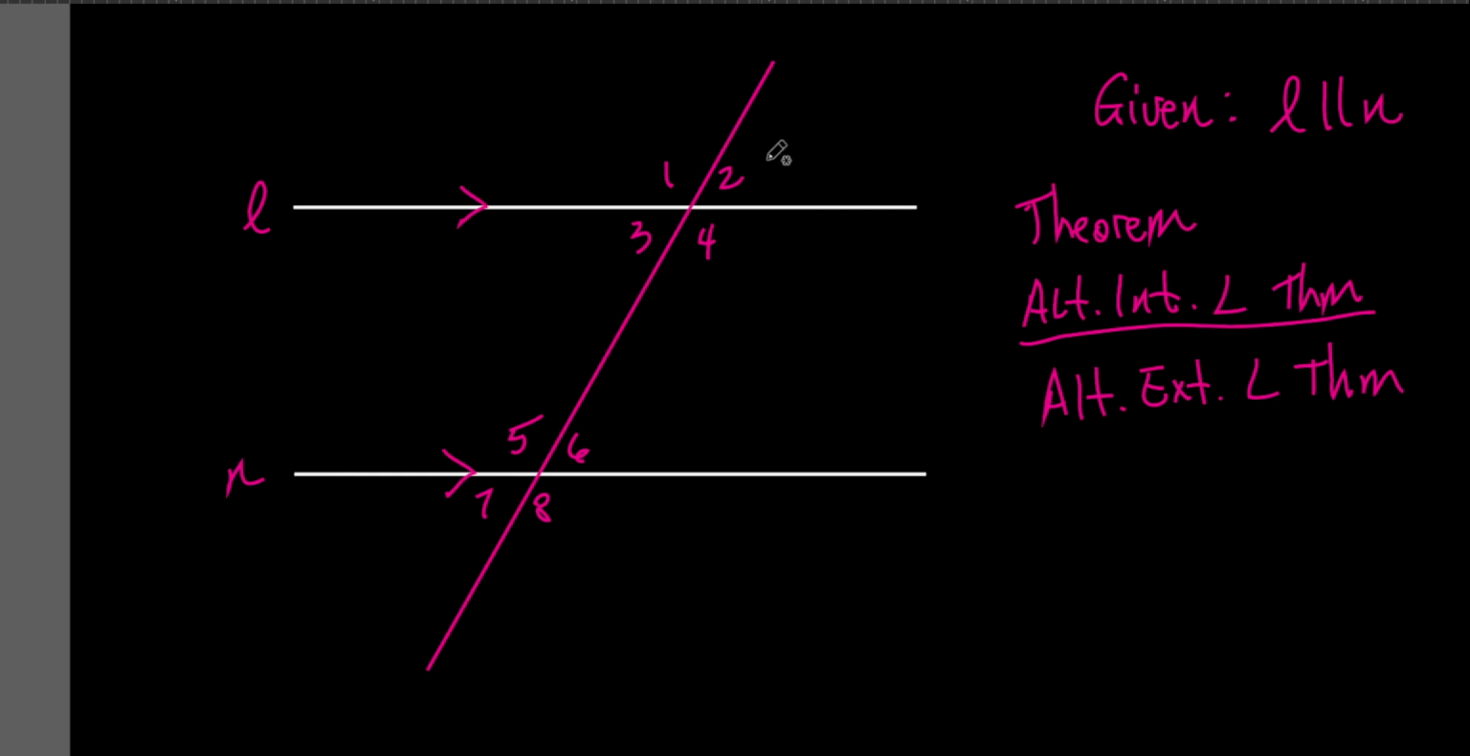What's the other alternate exterior angles? 2 and 7. So angle 2 and angle 7 are also equal to each other. Why? Because alternate exterior angles. Okay? We've got 3 minutes left. Let's do one more. What's the next one?